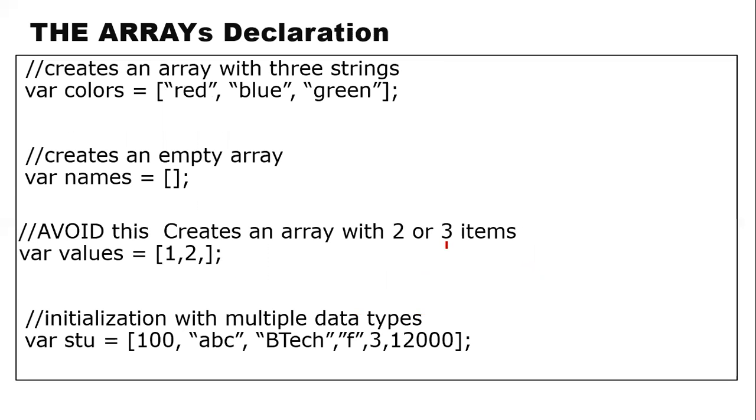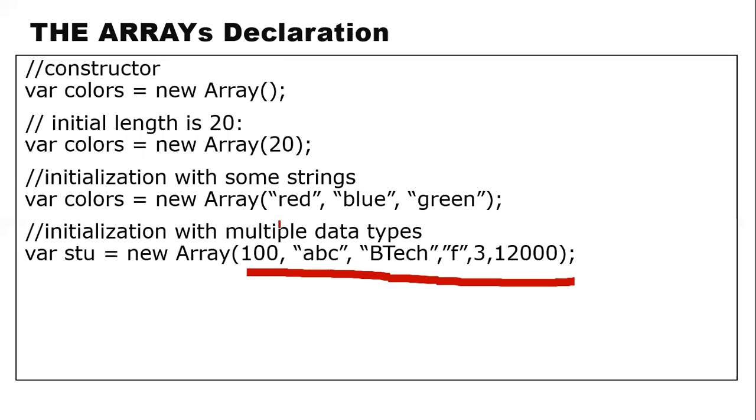If you want to define an empty array, here we use the new keyword, and then the keyword Array, when you want to define the array. For example, let us say I want an array called colors, without any values in it. Then I'll simply write var colors = new Array. If I want the initial length to be 20, then I will write Array of 20. That defines the array with 20 slots.